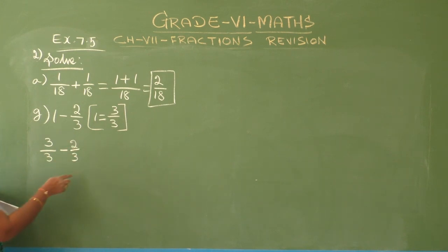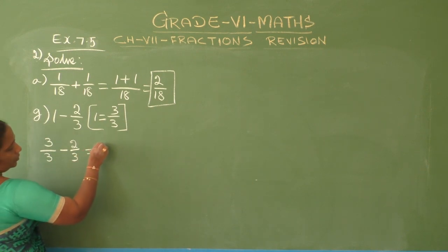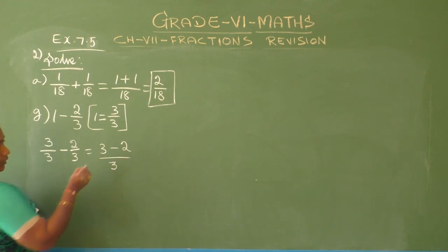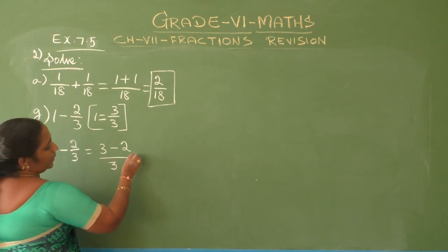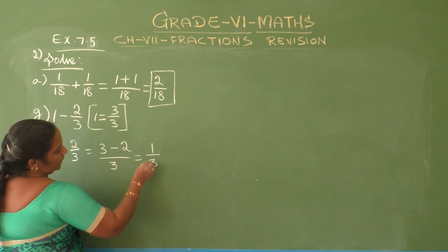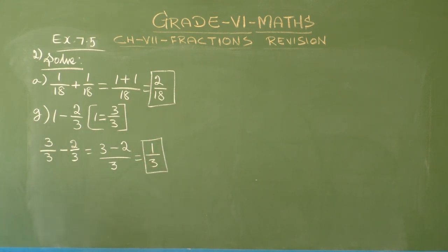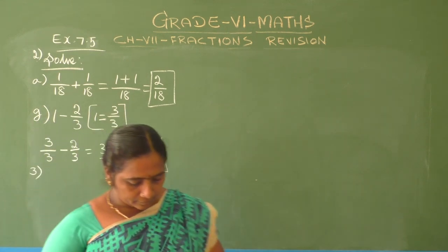See, now your denominators are the same, so here also we can subtract directly. So 3 minus 2 by the common denominator 3. 3 minus 2 is 1, so 1 by 3 is the answer. Okay, ma, do you understand? That's all, second Roman over. Then the third Roman. In the third Roman they gave a word problem.